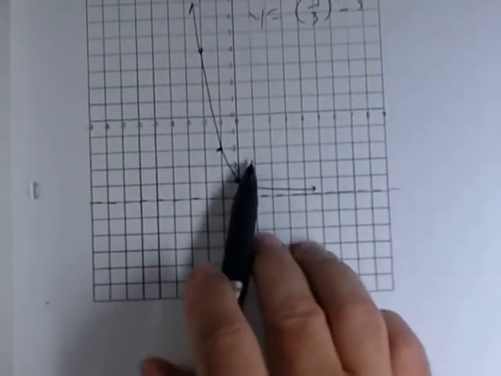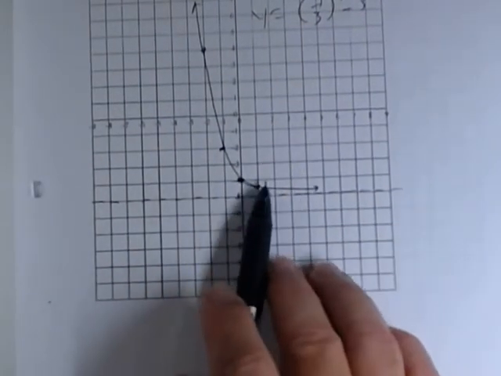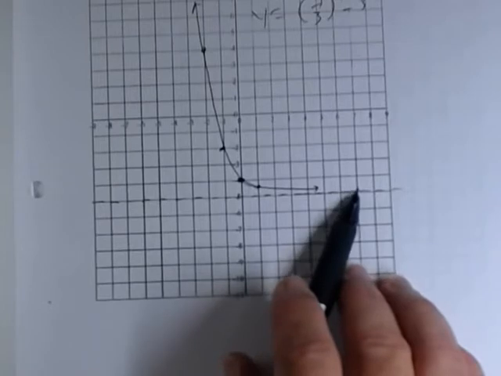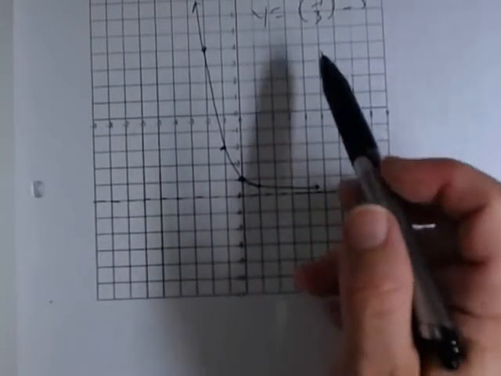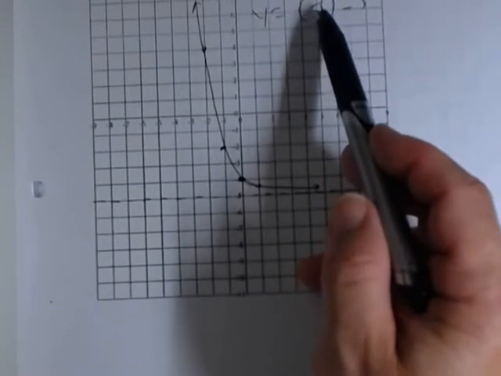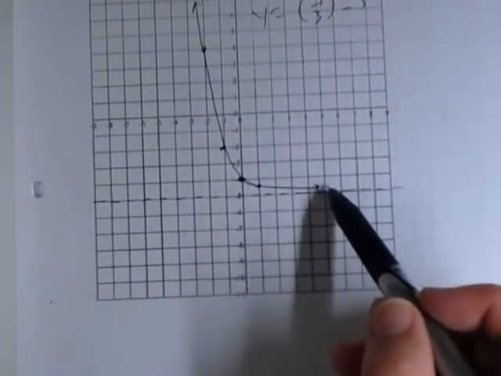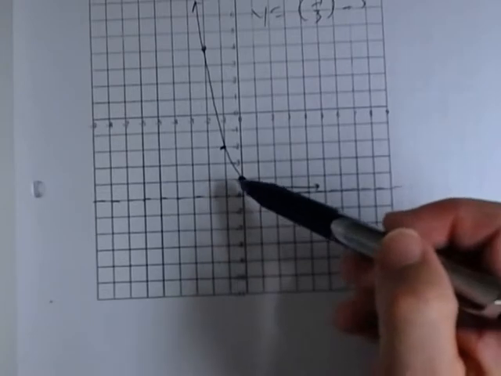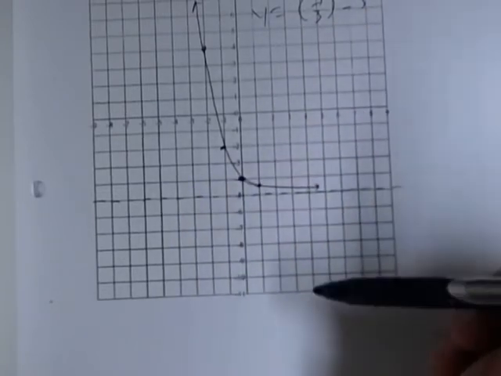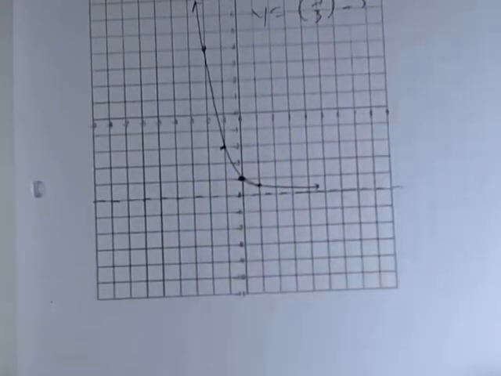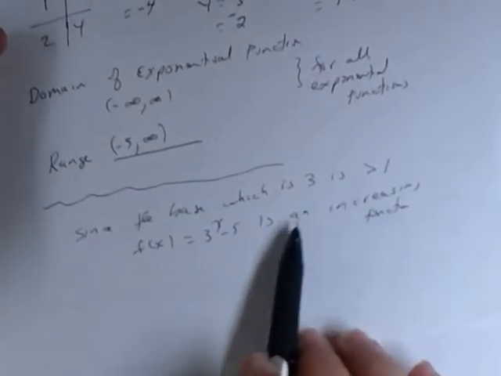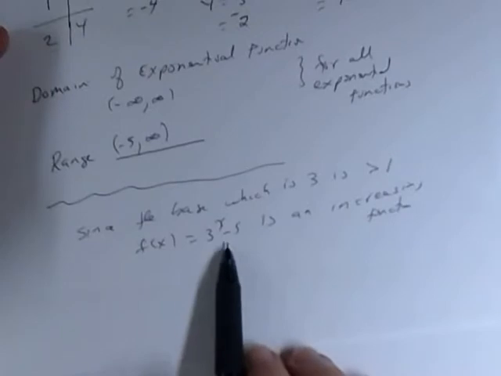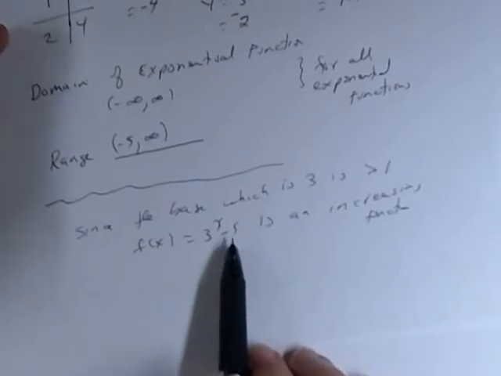When you go back to this graph, see your y values, as x gets bigger and bigger and bigger, your y values are getting what? Smaller, smaller, and smaller. Right? So that's why when the base is proper, your y values get smaller, whereas if it's improper, they get bigger. Okay? All right, so over here, it says the base is 3, which is bigger than 1. This is going to be an increasing function.